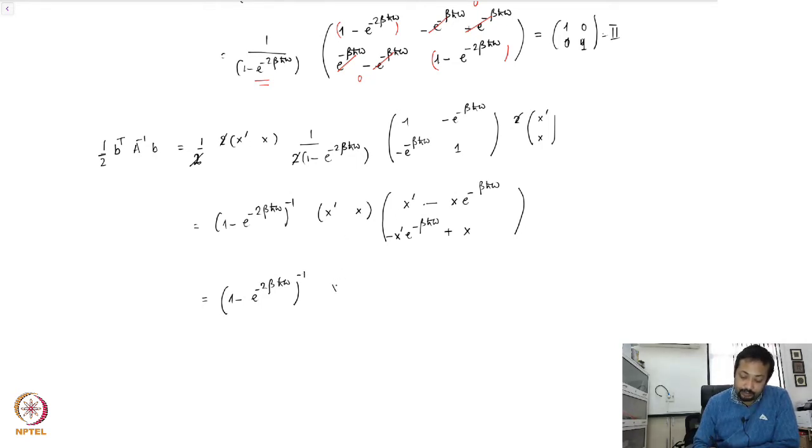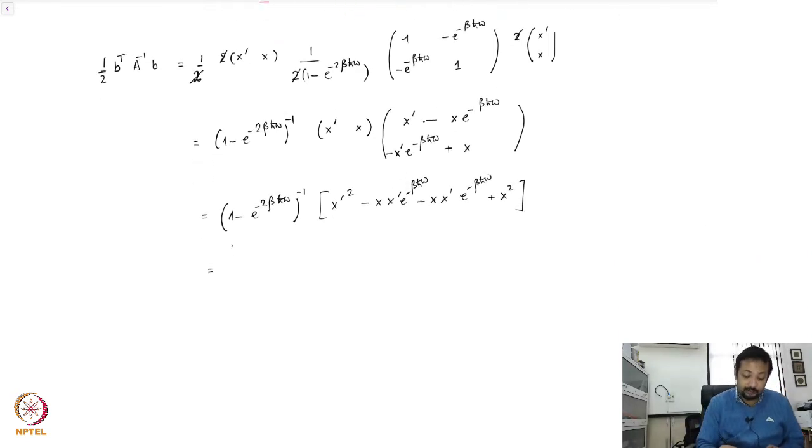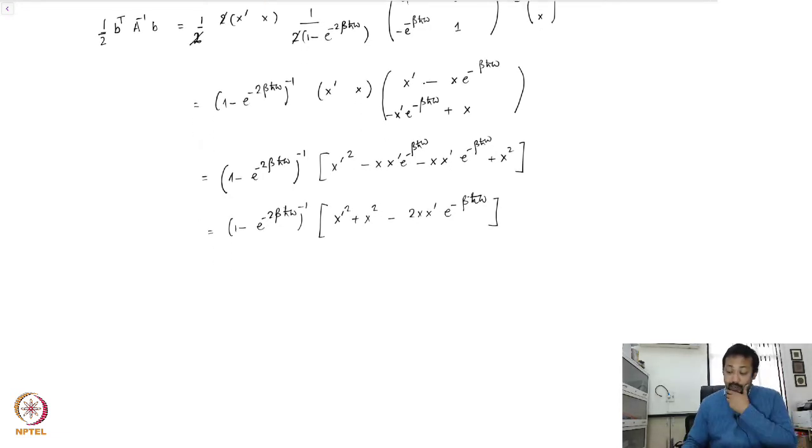so that this becomes (1 minus e to the power minus 2 beta h bar omega) inverse, and I have x prime square minus x prime x, sorry, e to the power minus beta h bar omega should be here, e to the power minus beta h bar omega should be here, and then I'm going to have x square. Looks very nice and elegant, and I can write down this as (1 minus e to the power minus 2 beta h bar omega) inverse times (x prime square plus x square minus 2x prime x e to the power minus beta h bar omega).